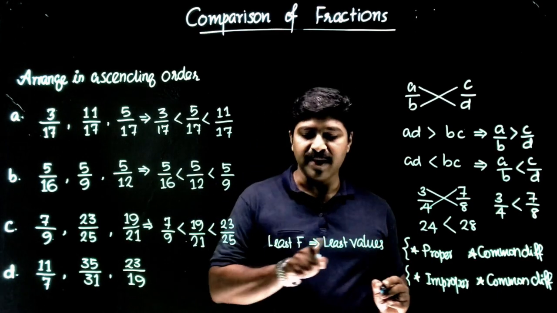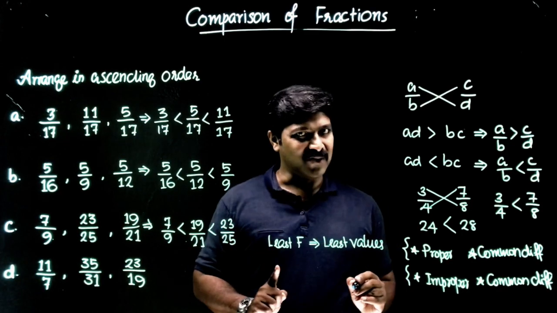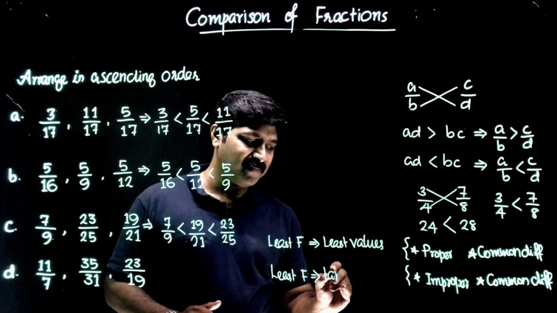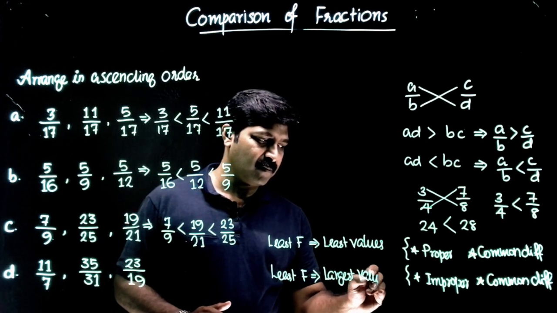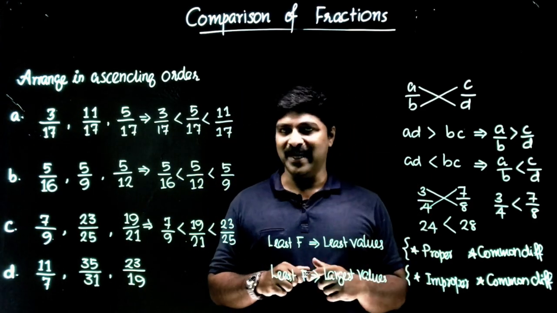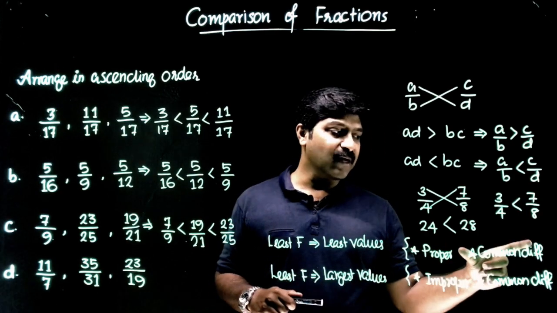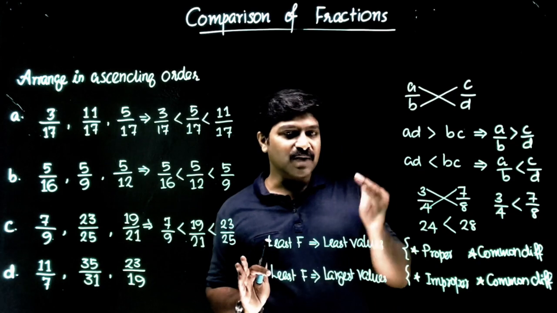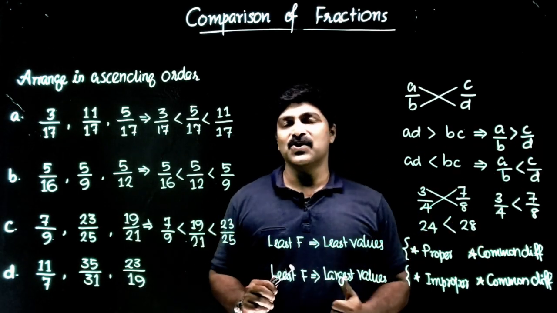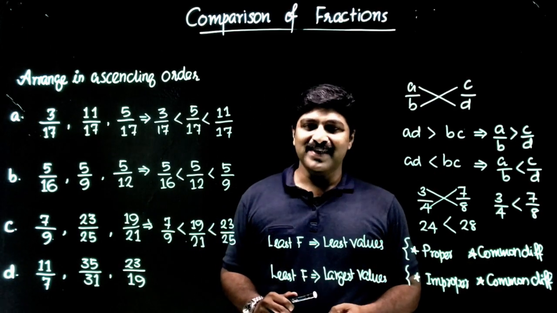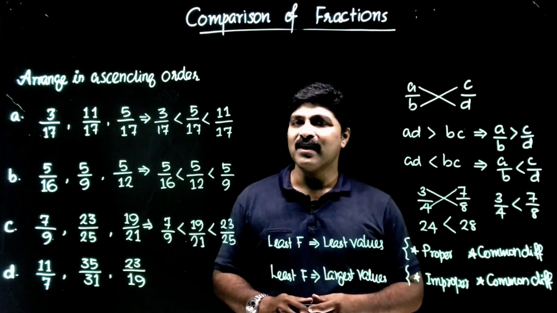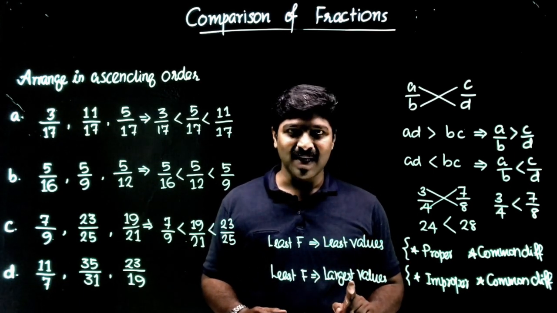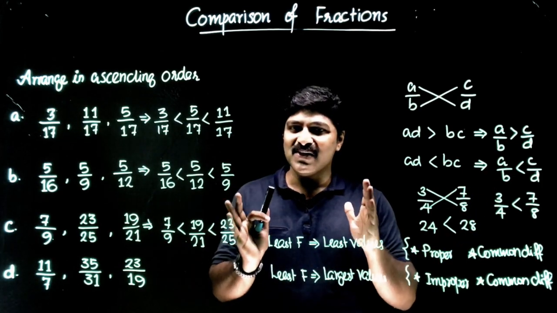If proper fractions satisfy this condition, the least fraction contains the least values. But here, the least fraction contains the largest values. That's the important difference here, so keep it in your mind. If it is the case of proper fractions with a common difference between the numerator and denominator, the variation is in the proper way: the least fraction contains the least values and the largest fraction contains the largest values. If it is the case of improper fractions with a common difference between the numerator and the denominator, then the variation is in an inverse trend, meaning the least fraction contains the largest values. Similarly, the largest fraction contains the least values.